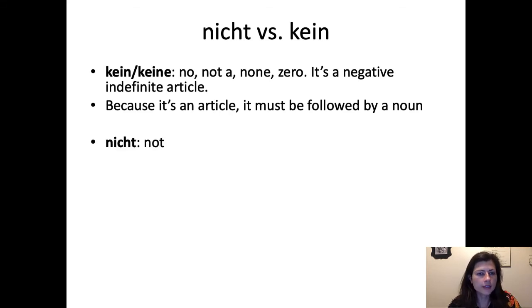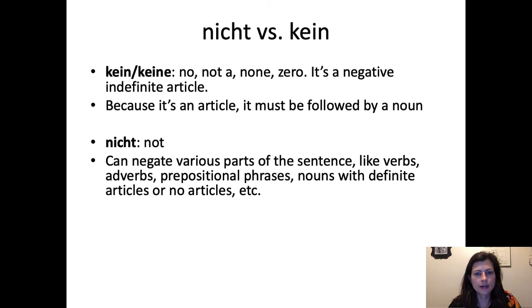And then nicht, on the other hand, means not, and it can come before various things. It can negate verbs, it can negate adverbs, prepositional phrases, and it can negate nouns that have definite articles or no articles. It can't negate nouns that have indefinite articles, because that's what you need kein for. But nicht can negate nouns that have definite articles or no articles. So, for example, the main rule is nicht and ein always becomes kein.